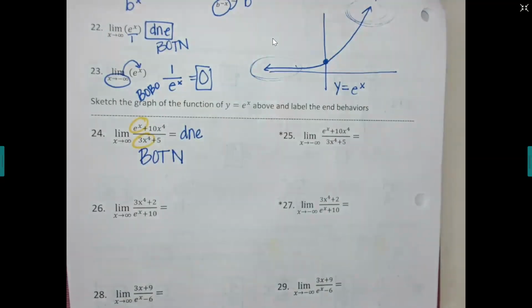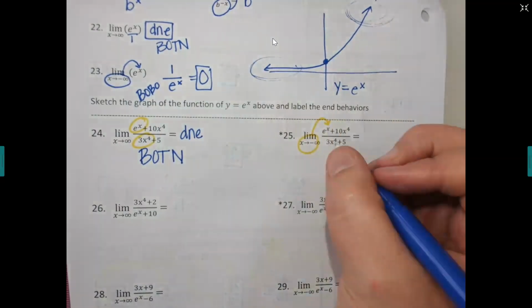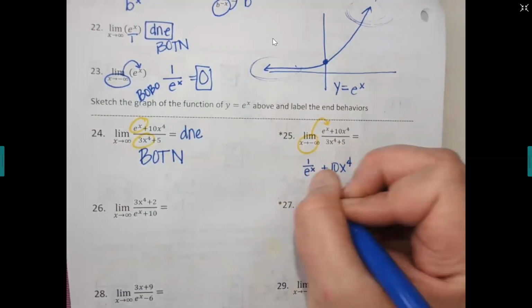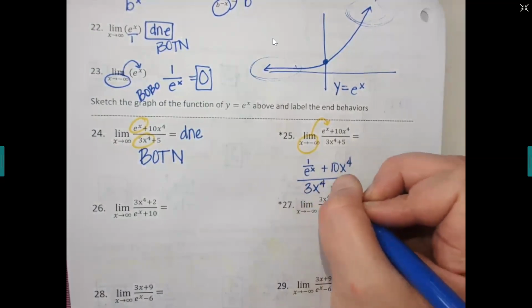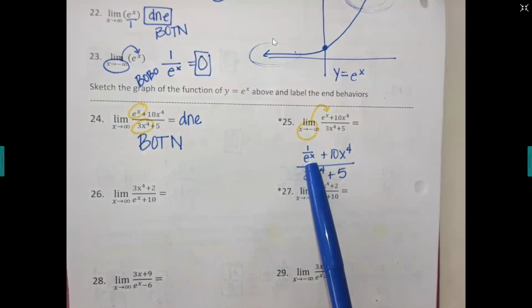Now look at 25. X is going to negative infinity. And when the negative infinity pops into the e to the x, here's what it does. Now it's a 1 over e to the x plus 10x to the 4 over 3x to the 4 plus 5. So as soon as that negative infinity hits the e to the x, now it's a fraction and it's not exponential anymore. So now that I'm looking at the top, who's bigger? Now 10x to the 4 is the winner. Okay, because this doesn't count as exponential anymore.